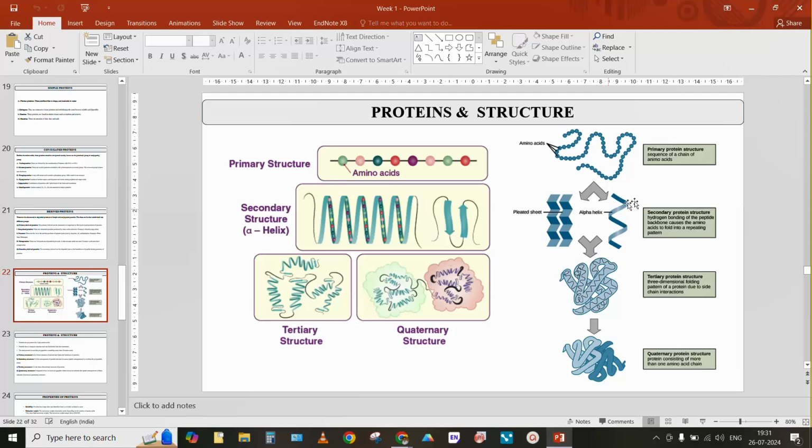The next one is secondary protein structure. As you can see, there is the alpha helix and the beta sheet. Hydrogen bonding of the peptide backbone causes the amino acids to fold into a repeating pattern. It is formed by hydrogen bonds between the backbone atoms. The three most important secondary structures in proteins are the alpha helix, the beta sheets, as you can see in the structure, and the beta turns.